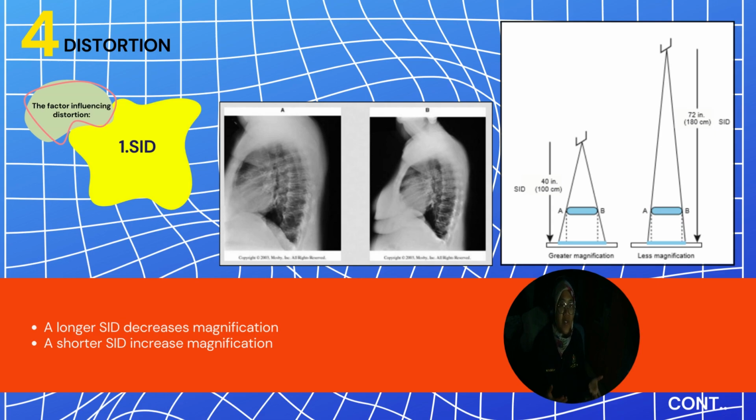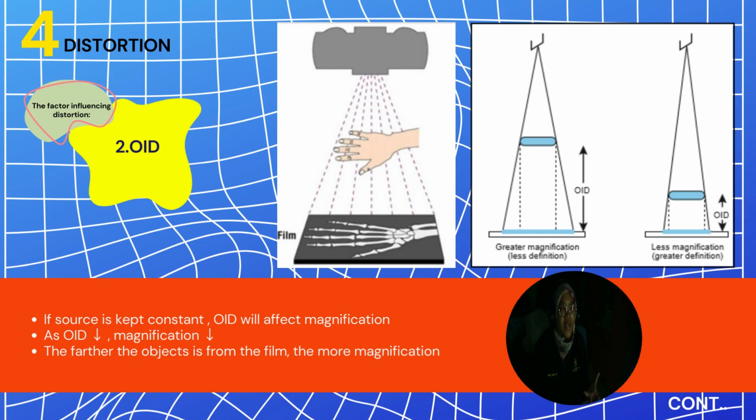How does SID influence the distortion? A longer SID decreases magnification, and a shorter SID increases magnification. Number 2 is OID, object to image distance. If SID is kept constant, OID will affect magnification. As OID decreases, magnification also decreases. The farther the object is from the film, the more magnification to the image.